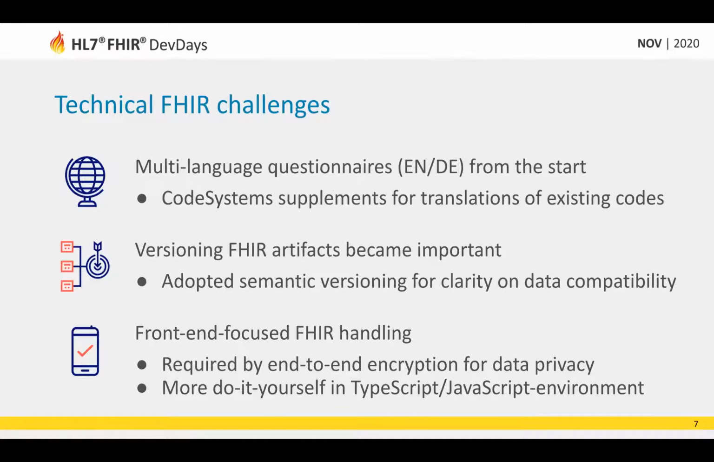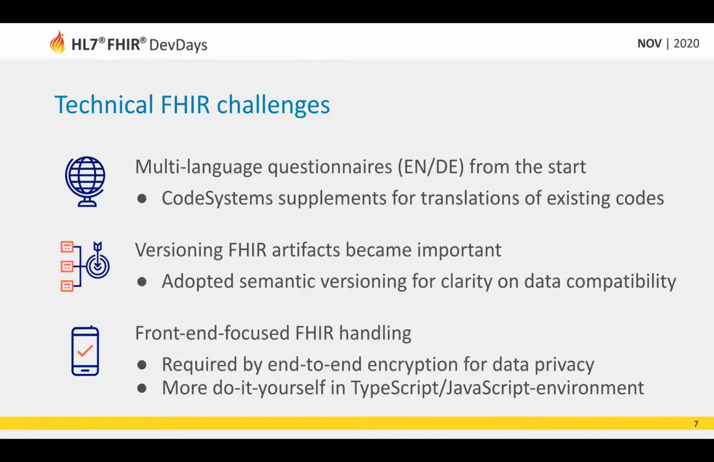Technically, on the FHIR side, a number of things turned out to be very important for us. One thing was that we, from the very beginning, were in a multi-language setting. So we had questionnaires in both English and German, and therefore had to have both those languages in the underlying artifacts. One thing we started using was the code system supplements that allows adding translations for existing codes. A very useful thing and a nice addition in FHIR-4.